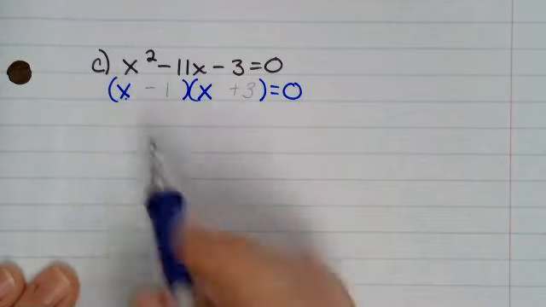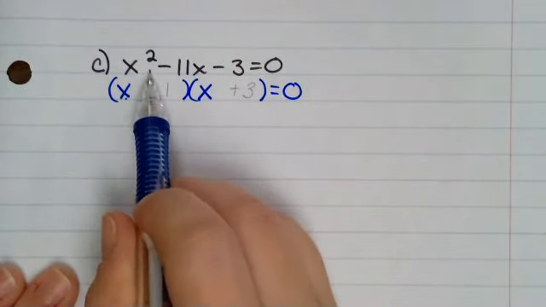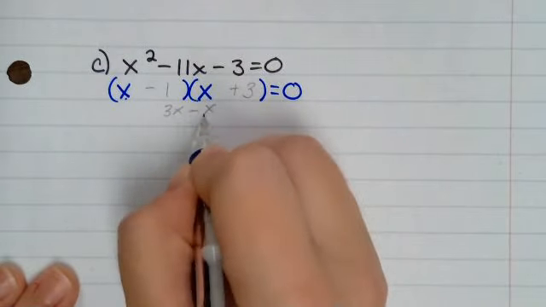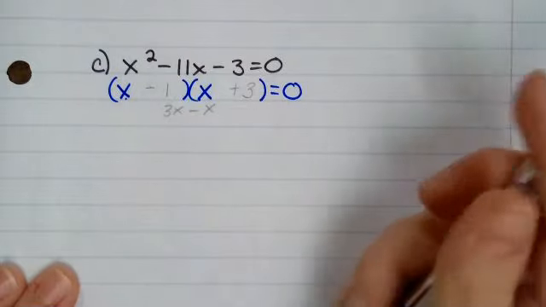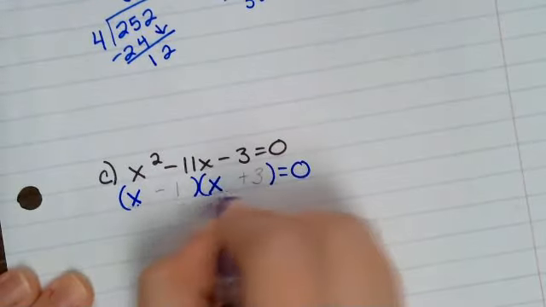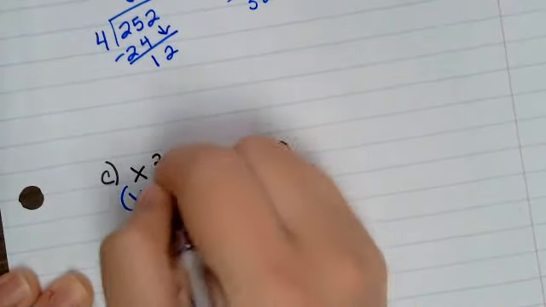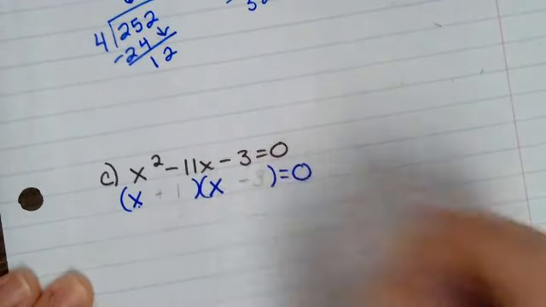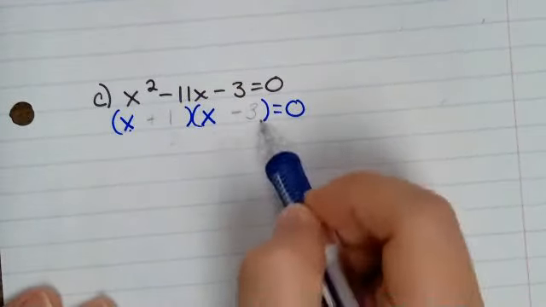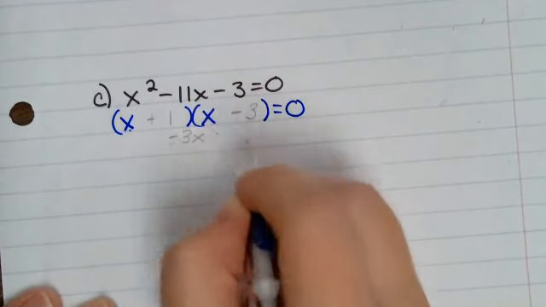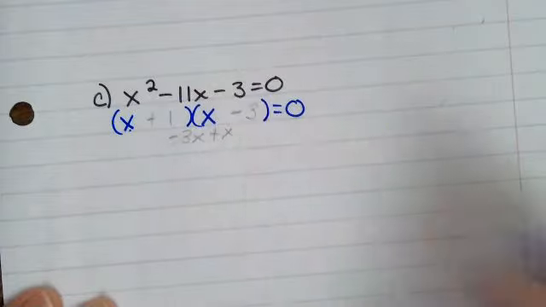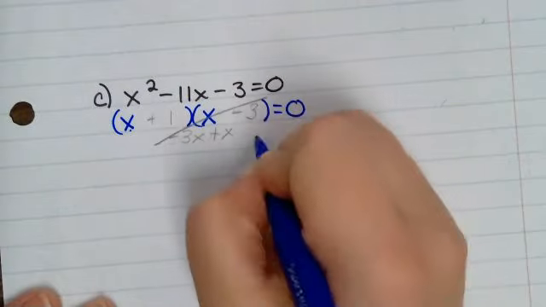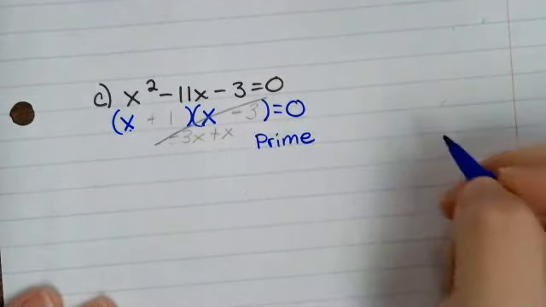So if I try this, remember first times first, x squared, we're good. Outside times outside, that is 3x. Inside times inside is a negative x. This does not make negative 11, so that's not right. But look at this, guys. Even if I swap their signs, if I change this, outside times outside, that's negative 3x. Inside times inside is a positive x. That is still not adding up to be negative 11x. This cannot factor. It's what we might call prime, okay?